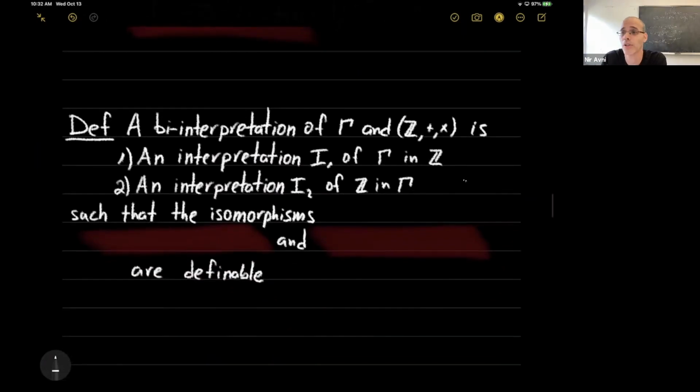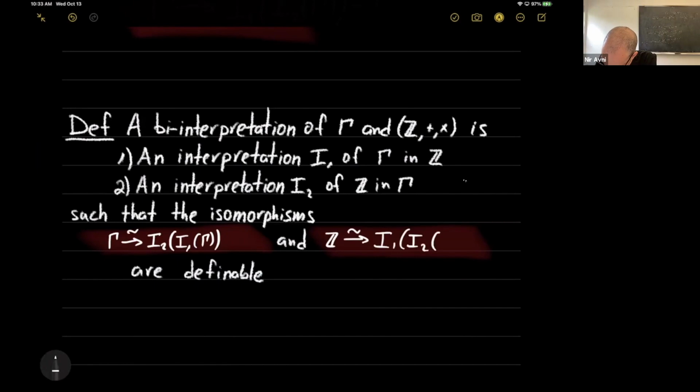So this is a non-trivial condition. This is what constitutes what's called a bi-interpretation. So a bi-interpretation of gamma and the ring Z is a mutual interpretation: an interpretation of gamma in Z, an interpretation of Z in gamma, such that the two isomorphisms, gamma isomorphic to the interpretation of its interpretation in Z, isomorphic to the interpretation of its interpretation, are definable. It's lovely.